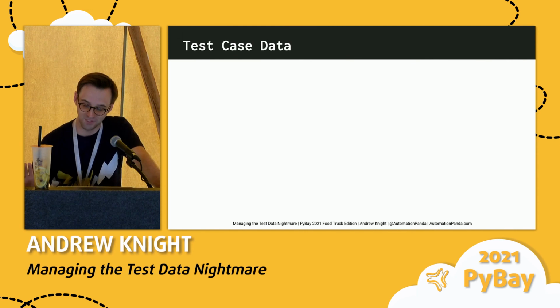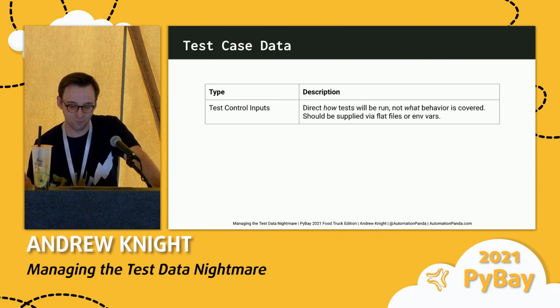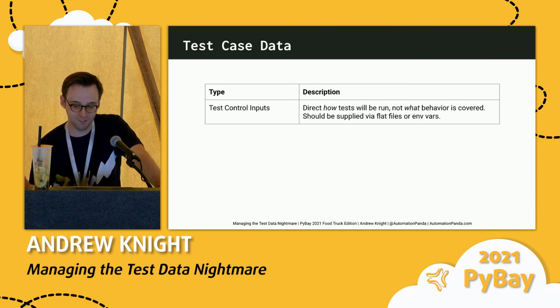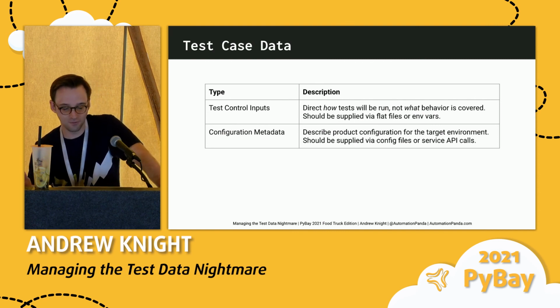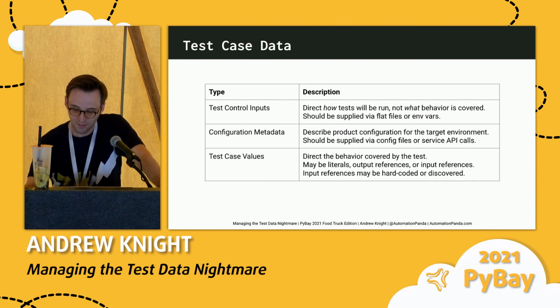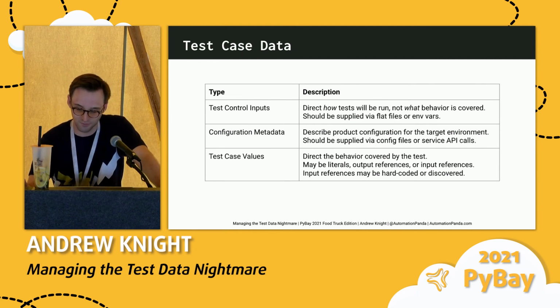Whew! That's a lot of info. So, in summary, test control inputs direct how tests will be run, not what behavior is covered. They should be supplied via flat files or environment variables. Configuration metadata describe product configuration for the target environment. They should be supplied via config files or service API calls. And test case values direct the behavior covered by the test. They may be literal values, output references, or input references. And input references may be hard-coded or discovered.